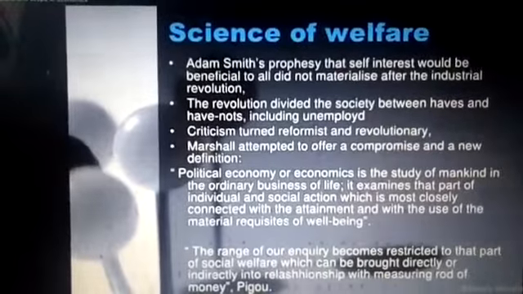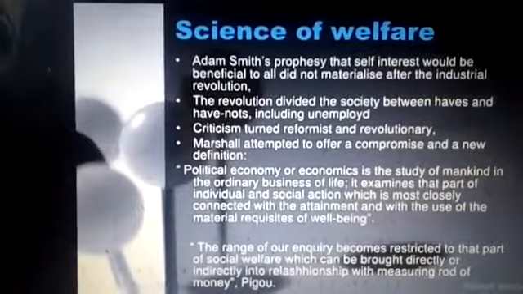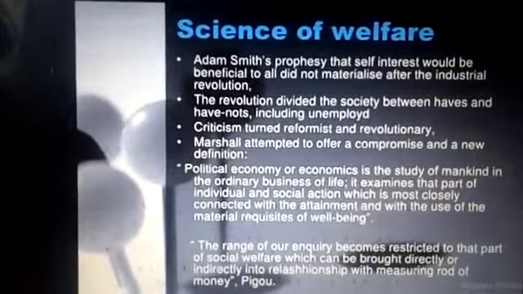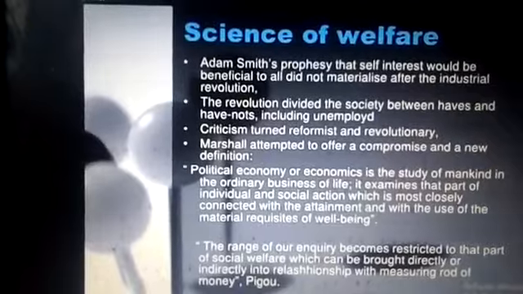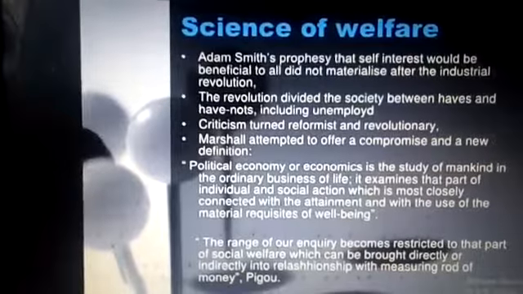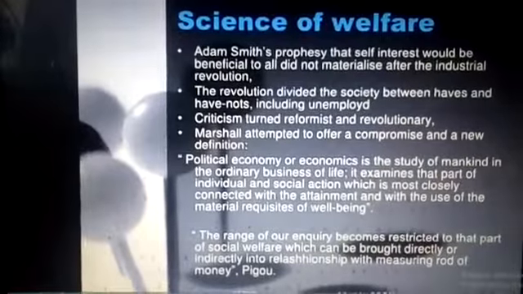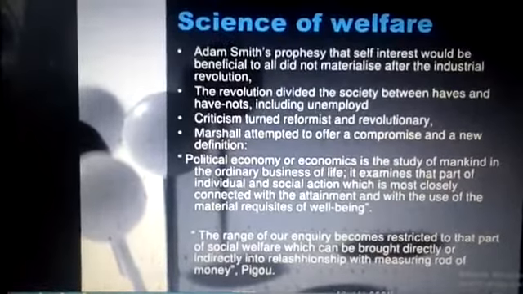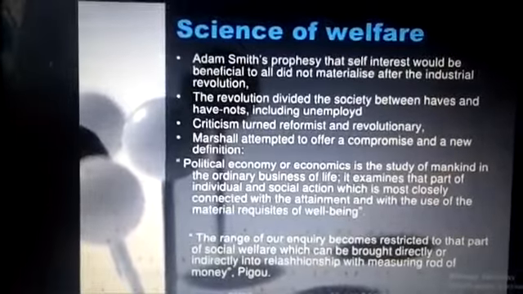Here Adam Smith was criticized by Alfred Marshall, the science of welfare. Adam Smith explained how the industrial revolution is important, and how the wealth of the nation is most important. But Marshall entirely changed this. The welfare of man is much more important than the wealth of the nation.